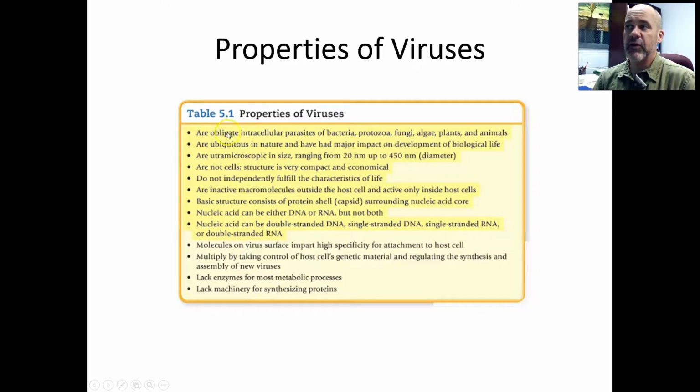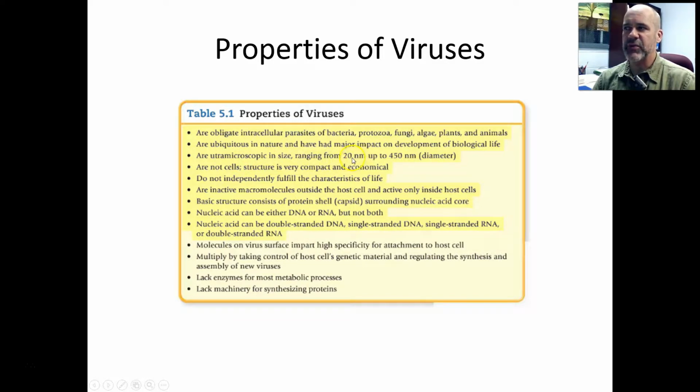Now this one, viruses are obligate intracellular parasites of bacteria, protozoans, fungi, algae, plants, and animals. So many living things have at least one virus that can infect them. They're ubiquitous in nature. They've had a major impact on the development of biological life. We all have to live with our viruses, and they have influenced the changes that have occurred in life forms over time. Very tiny. They're considered to be, that should be ultramicroscopic. Looks like there was a typo in this version of the textbook.